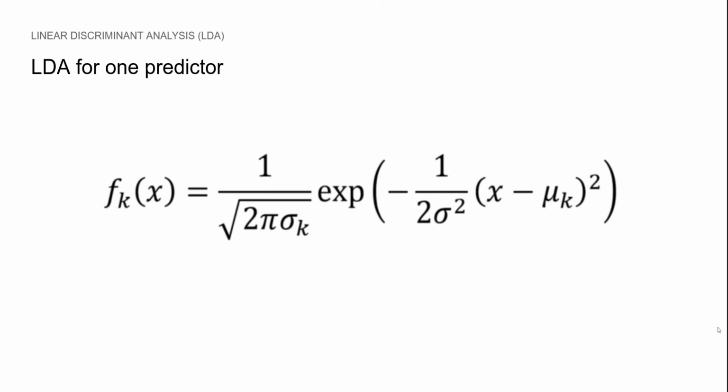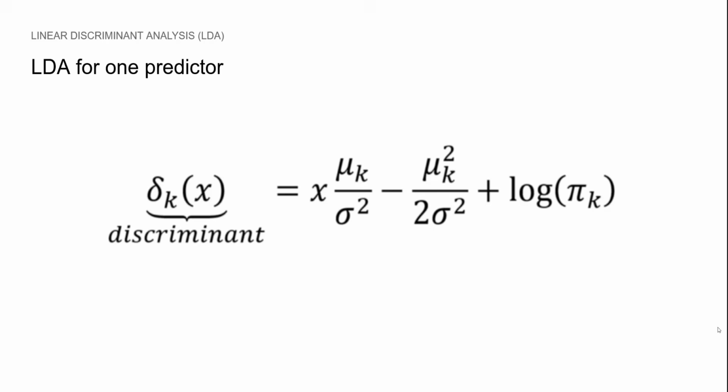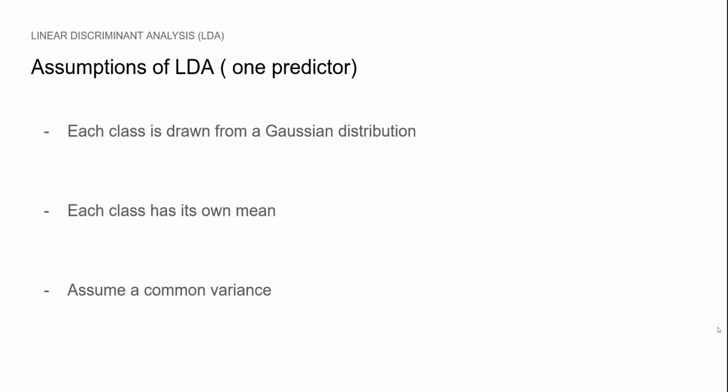So we will assume only one predictor and normal distribution. This is expressed by the function that you see here. This is the normal distribution function. So if we plug this function in the formula that we saw before and take the log, we find out that we must maximize this equation. Now this is called the discriminant, and as you can see, it is a linear function with respect to x, hence the name linear discriminant analysis.